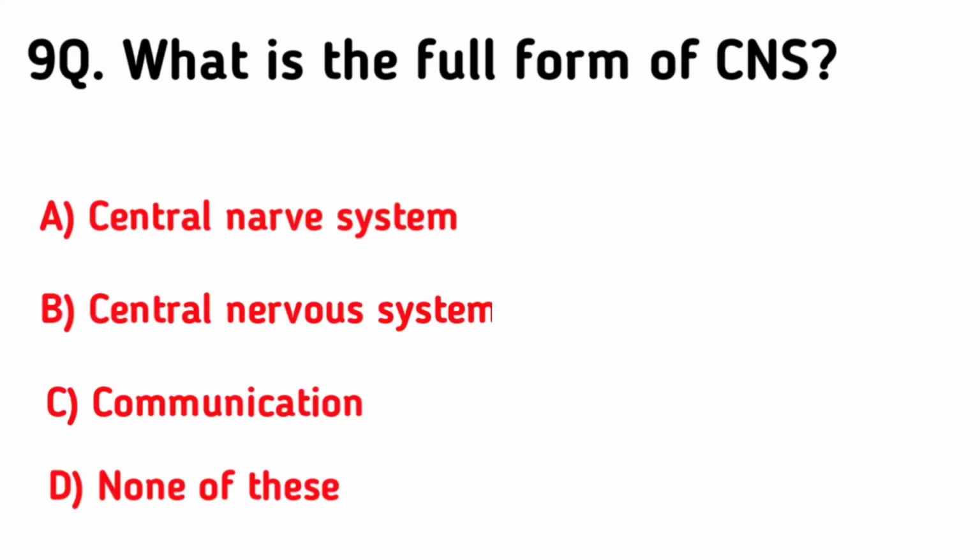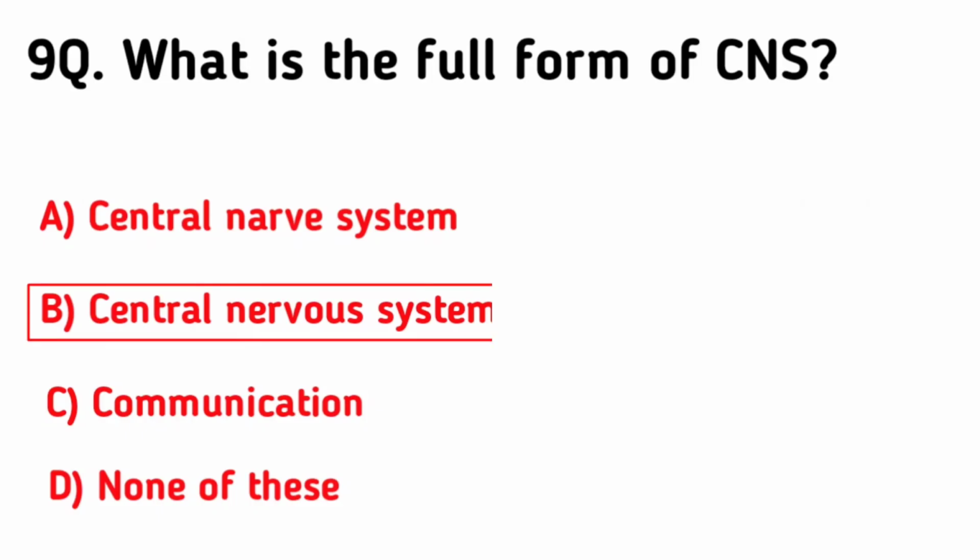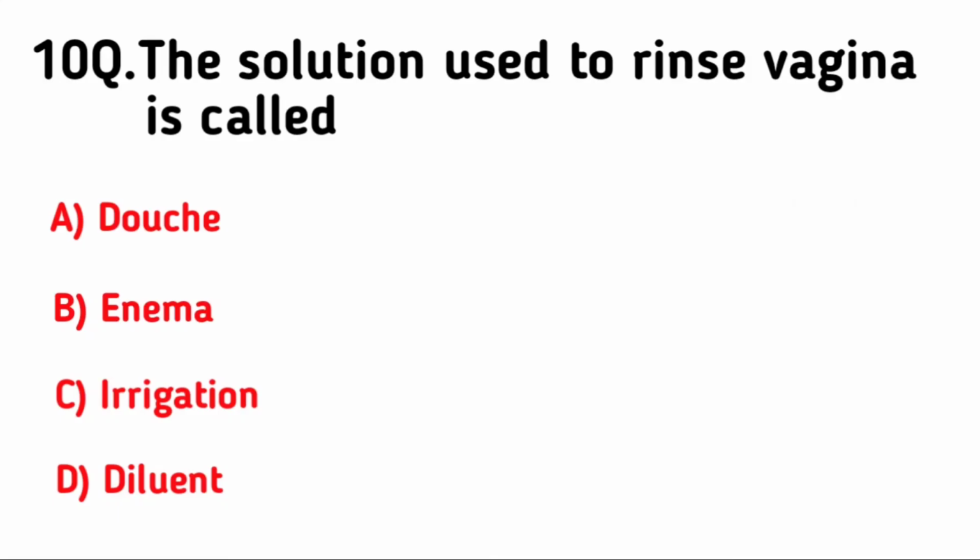Question number 9. What is the full form of CNS? Answer option B, central nervous system. Question number 10. The solution used to rinse the vagina is called? Answer option A, douche.